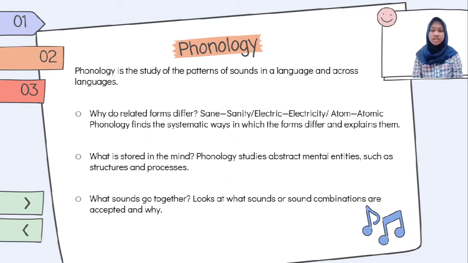Phonology looks at many different things, such as: Number 1. Why do related forms differ? Saying, sanity, electric, electricity, atom, atomic. Phonology finds the systematic ways in which the forms differ and explains them. Number 2. What is stored in the mind? Phonology studies abstract mental entities such as structures and processes. This contrasts with phonetics, which deals with the actual production and acoustics of sounds of language.